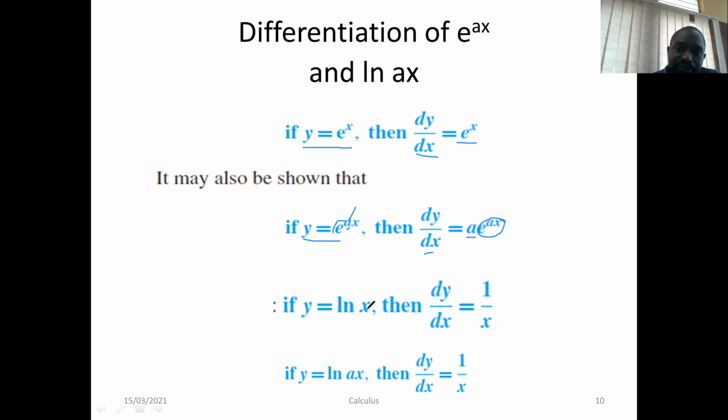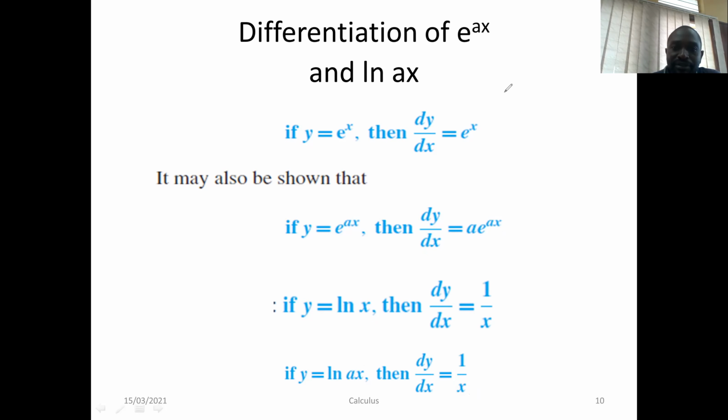Then coming to the logarithm function, if we are given a natural logarithm function y equals ln x, then dy over dx will simply be 1 over x. And in some cases, you may have a constant for x there. The rate of change of y with respect to x will still be 1 over x, irrespective of the value of a there.